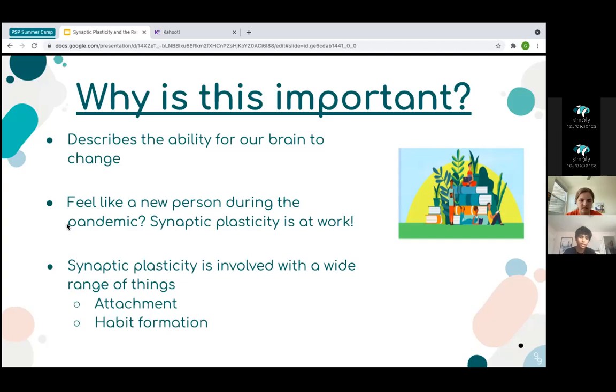Synaptic plasticity is involved with a wide range of things, including forming our earliest attachments to habit-forming behavior throughout our lifetimes. For example, if chewing on your nails helps you release stress, your neurons that connect to your nail-biting pathways will be increasingly activated when you're stressed.